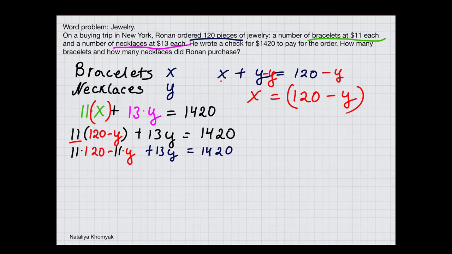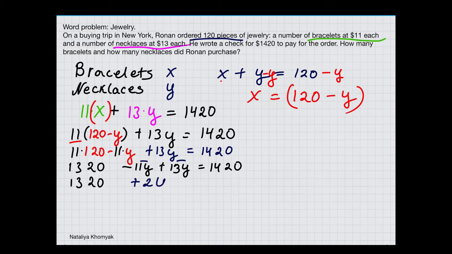11 times 120 is 1320 minus 11y plus 13y equals 1420. Now we have 1320. We have like terms, y and y. We have different signs, so we're looking for the difference. We have more positives, so the difference will be positive. The difference between 13 and 11 is 2. So 2y equals 1420.